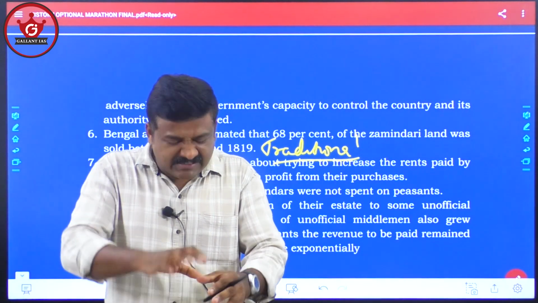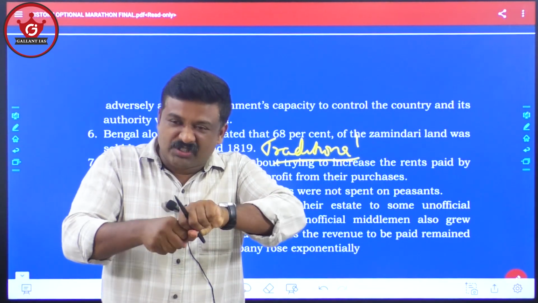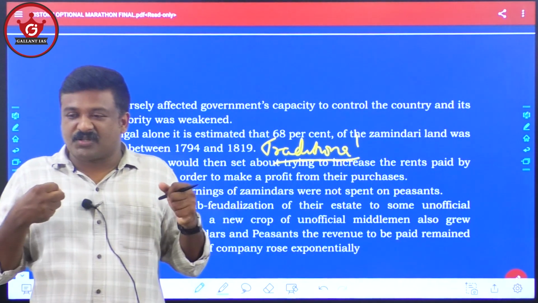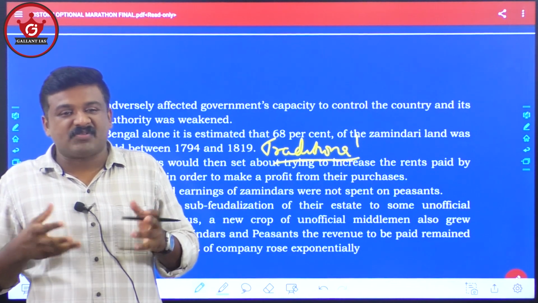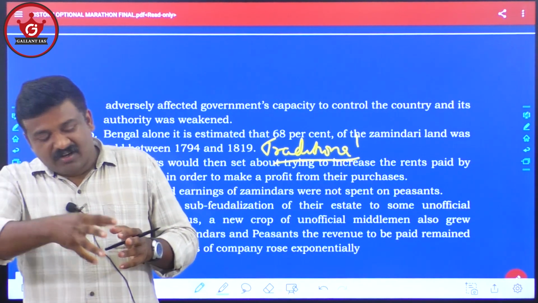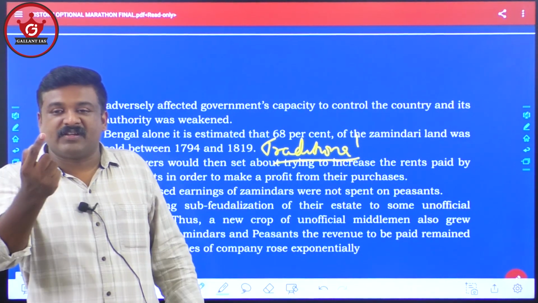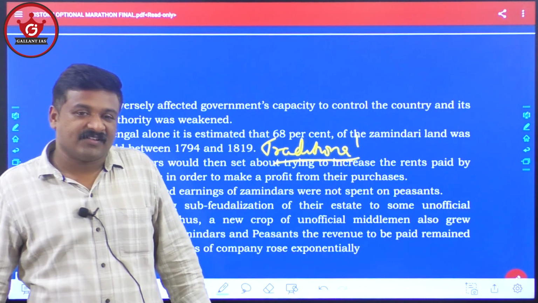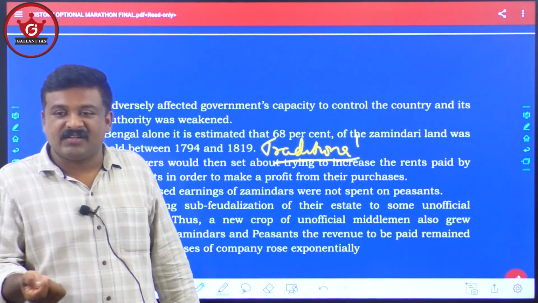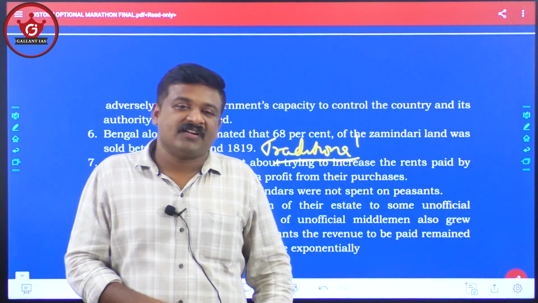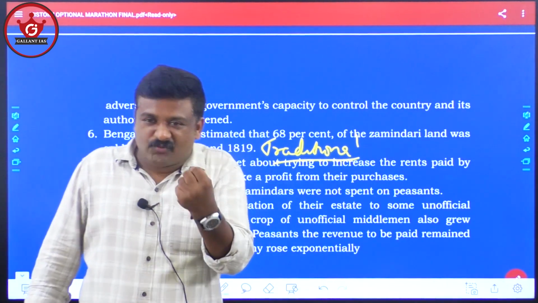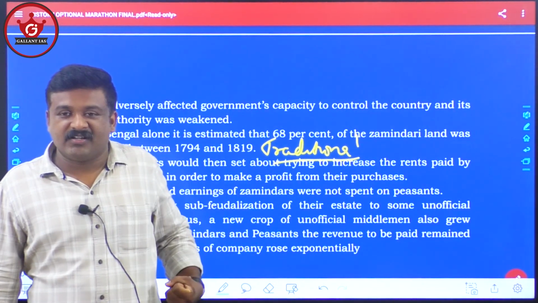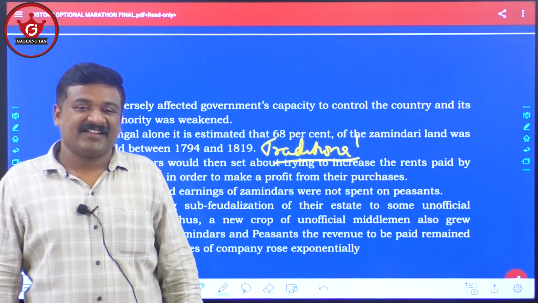Whatever they collect, they squeeze the farmers like anything and take the maximum. They earn the maximum from the farmers, not even a single penny they spend on the field. No fertilizer, no incentive, no subsidy, no food, nothing. They squeeze out as much as possible and give nothing back.